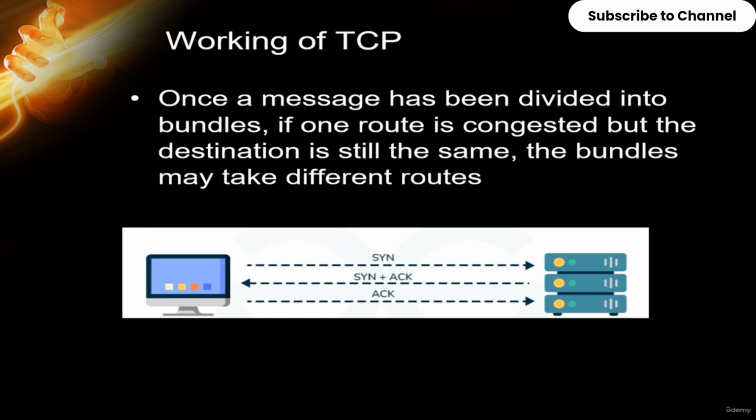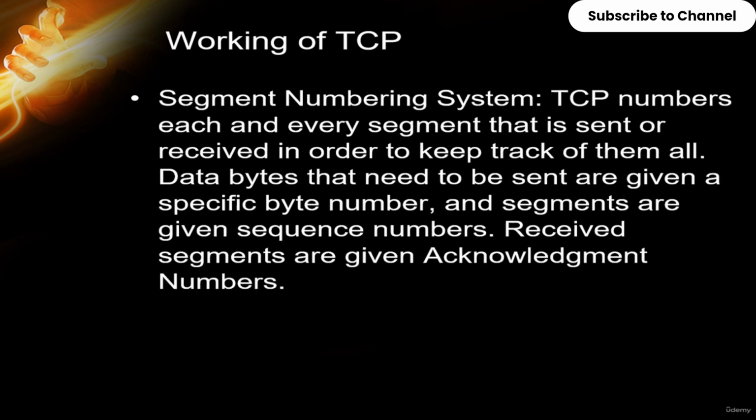You can see in this diagram, once large messages are divided into small bundles, if one route is congested but the destination is still the same, the bundles may take different routes. The sender sends the synchronization to the router, and the router says, yes, I received your synchronization, and sends the acknowledgement. After that, they both can transfer the messages. This is a simple handshaking mechanism between the server and the receiver.